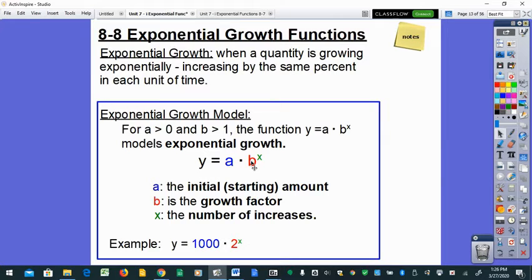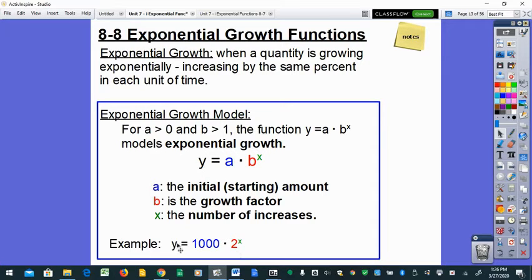And if it equals 1, the population won't change because you're always multiplying by 1 and getting that same A back. X is the number of increases. It could be years, it could be months. Today we're going to talk about some other possibilities for X. And then Y is your end amount. How much is in the bank after a certain number of years? What is the population after a certain number of years?